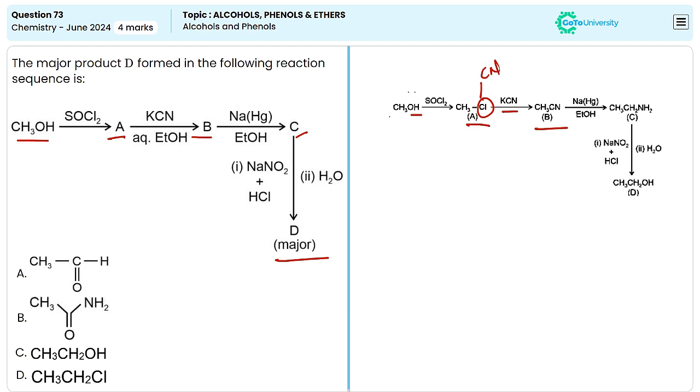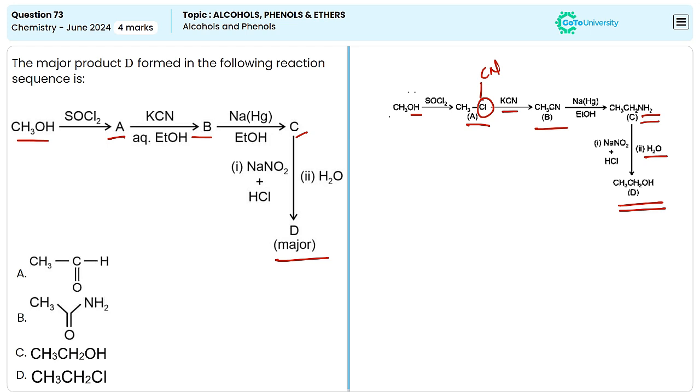In the third step, this ethane nitrile on reaction with sodium amalgam in presence of ethanol, will be converted into a primary amine. This amine is ethanamine and this ethanamine again reacts with sodium nitrite and HCl in presence of water. They will be converted into ethanol, that is the final product of the reaction.